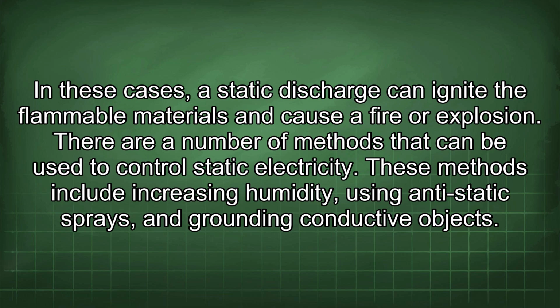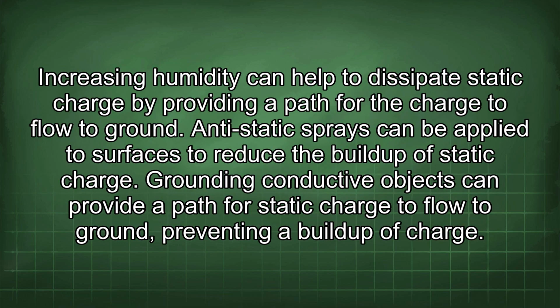There are a number of methods that can be used to control static electricity. These methods include increasing humidity, using anti-static sprays, and grounding conductive objects. Increasing humidity can help to dissipate static charge by providing a path for the charge to flow to ground. Anti-static sprays can be applied to surfaces to reduce the buildup of static charge. Grounding conductive objects can provide a path for static charge to flow to ground, preventing a buildup of charge.